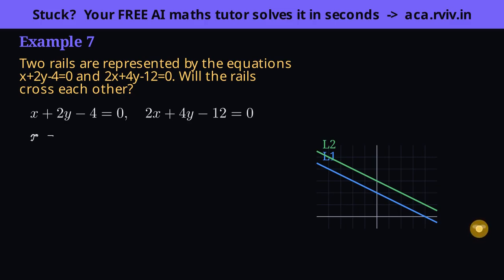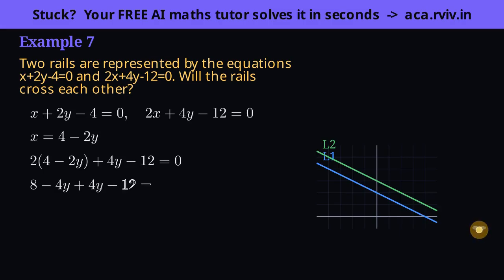Isolate x from the first equation, it's the simplest. Move the y term and constant across to get x equals 4 minus 2y. Substitute 4 minus 2y for x in the second equation, so only y remains. Then watch the y terms. Expand the bracket. 2 times 4 is 8. 2 times minus 2y is minus 4y. So 8 minus 4y plus 4y minus 12 equals 0.